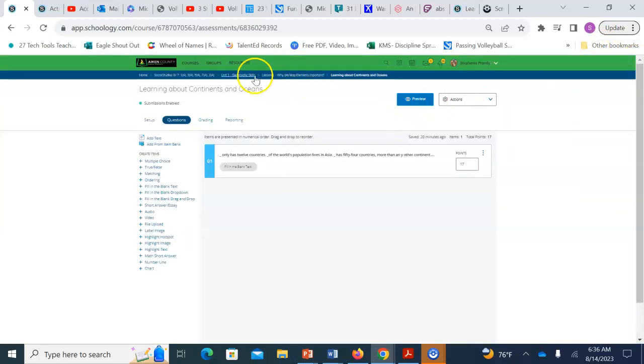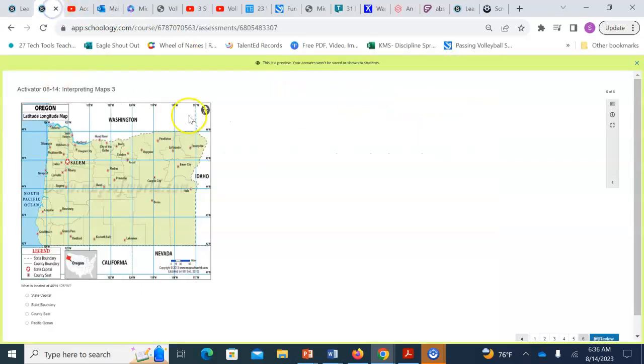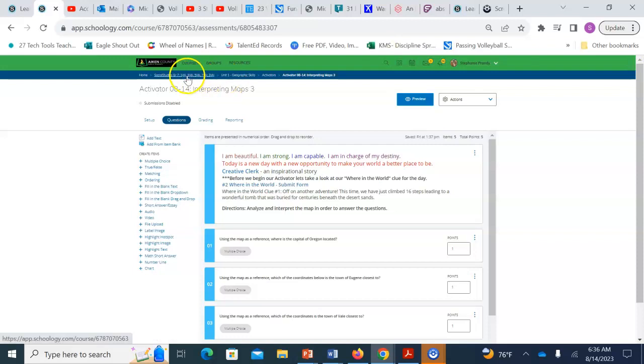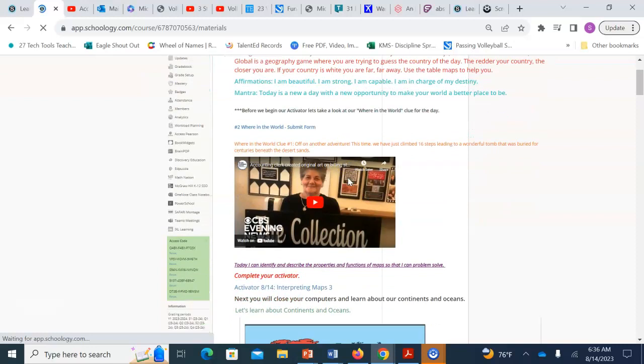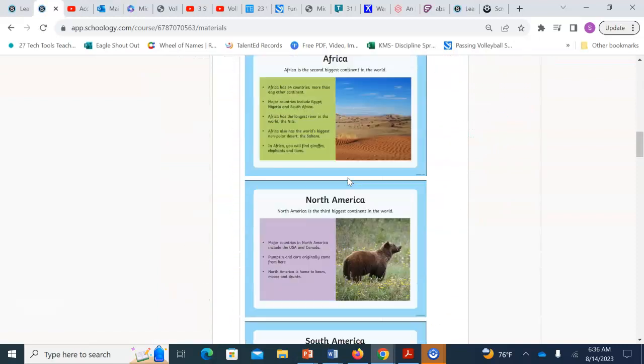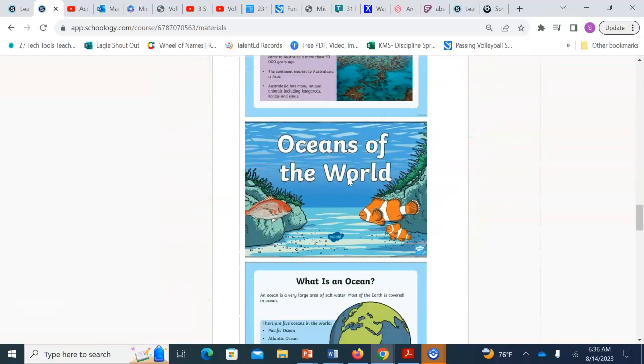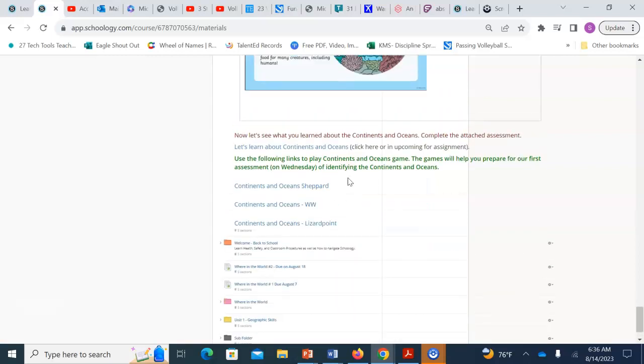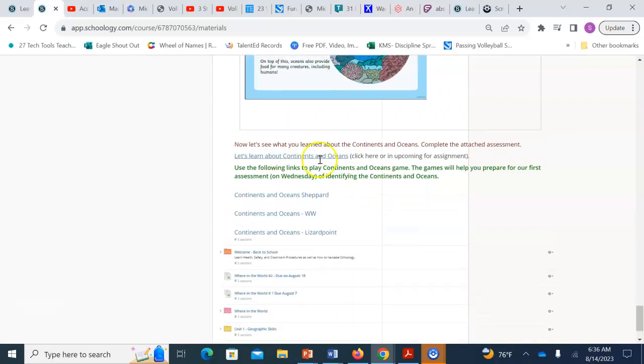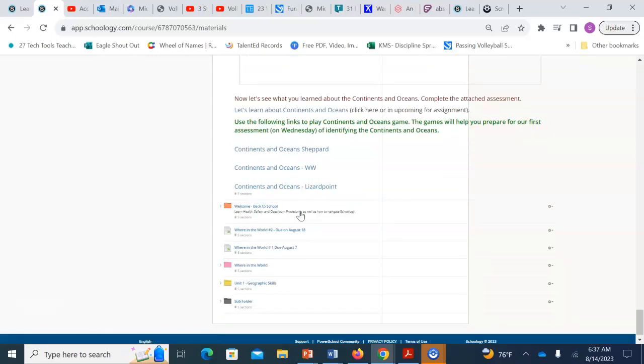When you are finished with this activity, and you go back to our homepage, you will see that at the very bottom, I've included some practice links for continents and oceans. Okay, so you can see them right here: continents and oceans, shepherd, word wall, and lizard point. These are to help you get familiar with the location of the continents and oceans.